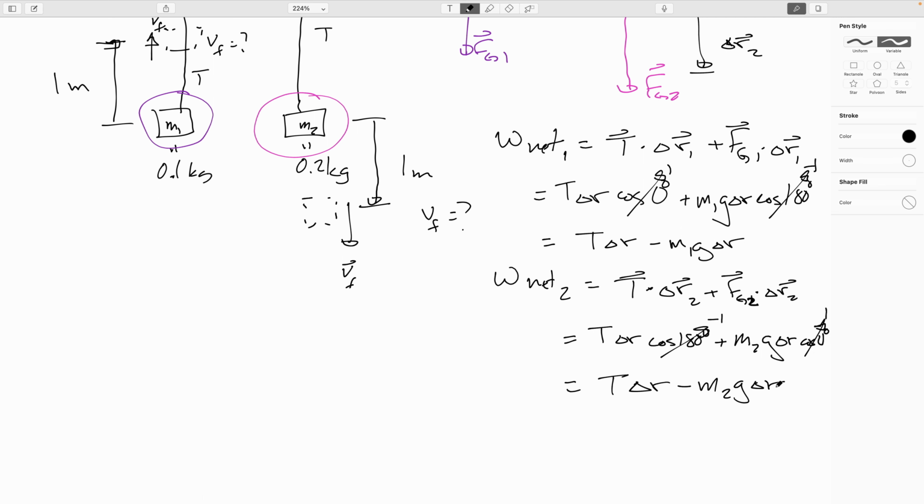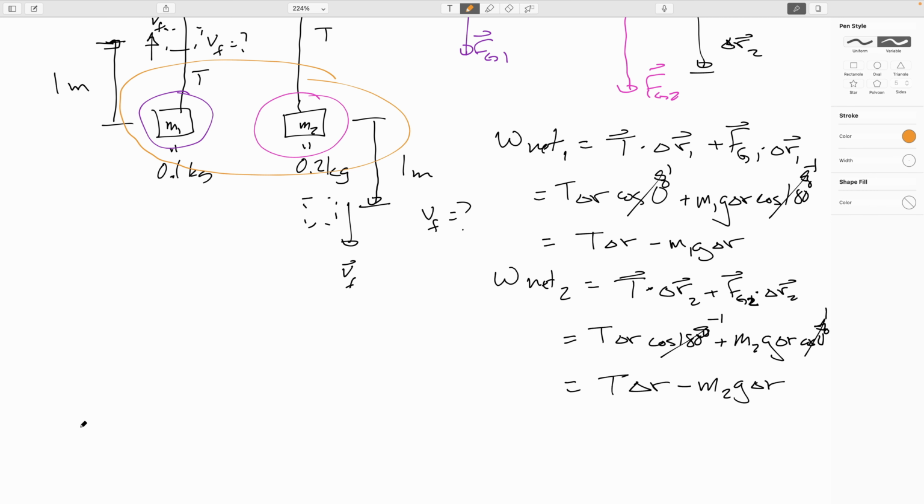All right, so then let's just go ahead and say the system, since we're looking at both masses moving at once, what we can do is just say that whole thing is the system.